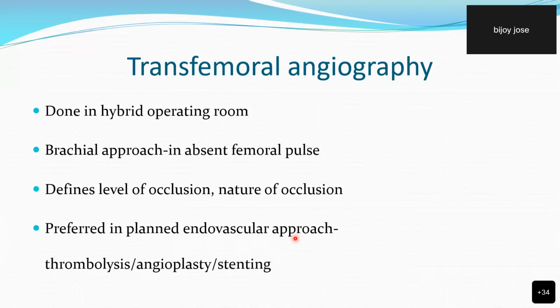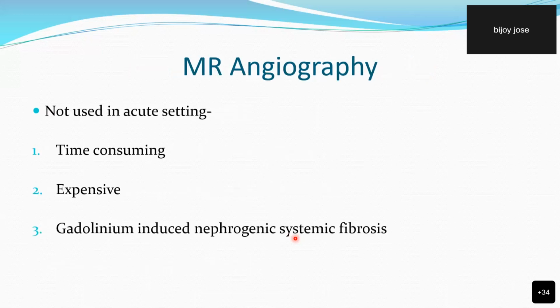So most of the time we do this when we have a plan in mind to proceed with endovascular treatment, that means either thrombolysis, angioplasty, or stenting. MR angiography is not used in the acute setting because it is very time consuming and expensive, and gadolinium can produce gadolinium-induced nephrogenic systemic fibrosis. But still, if you have the time and the patient has a raised creatinine level, then we can proceed with MR angiography if needed.